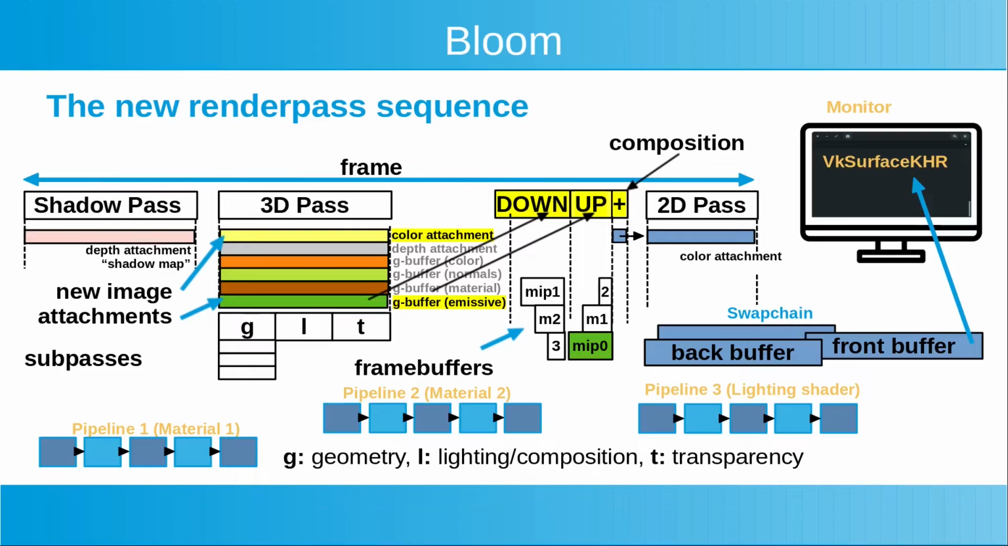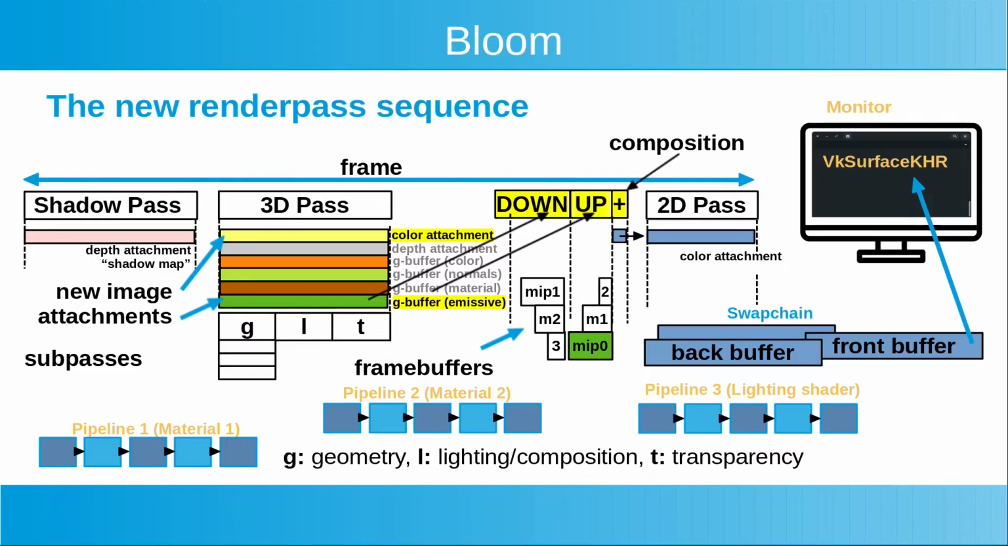The final composition stage, here depicted as a plus sign, samples from both the color attachment of the main 3D pass and from the emissive image. The pipeline of this stage renders with one draw call the entire NDC, as explained before. If the sampled texel from the emissive map is not black, it will add it to the corresponding texel from the output of the main 3D render pass.